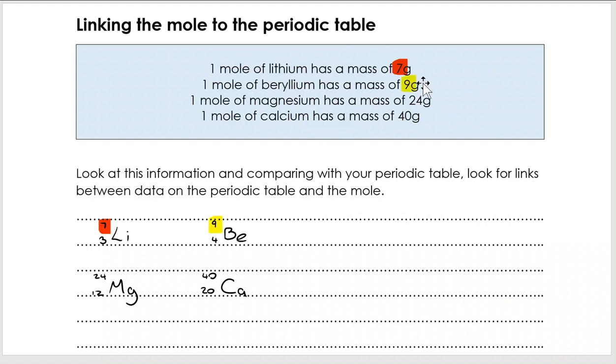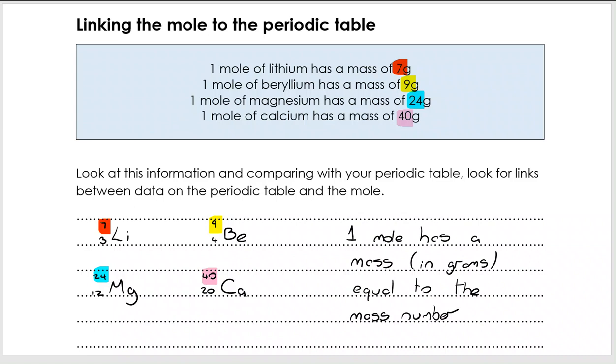1 mole of beryllium has a mass of 9 grams. 1 mole of magnesium has a mass of 24 grams. Its mass number is 24. And calcium, with a mass number of 40, 1 mole has a mass of 40 grams. So we can do quite a neat summary here. 1 mole of anything has a mass in grams equal to the mass number or relative formula mass.